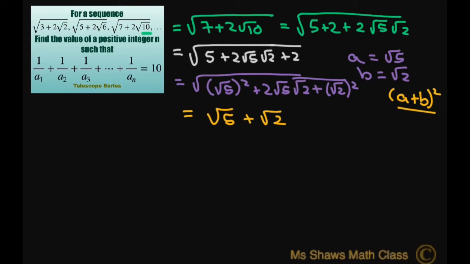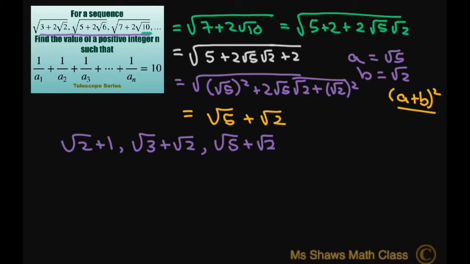Once we condense it like that, the square and the square root sign will go away. So now we have a different sequence, and we can write the terms we got, instead of using these, as 1 over the square root of 2 plus 1, the square root of 3 plus the square root of 2, and then this last one with the square root of 5 plus the square root of 2.